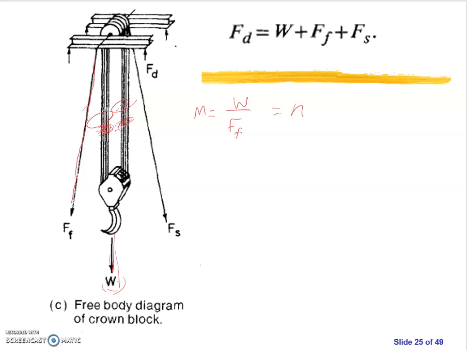So that's for an ideal system, right? So the mechanical advantage is this, right? So you can write it another way. FF is W over number of lines. That's how it's basically developed, right? So that's the mechanical advantage for the block and tackle system. Now the efficiencies, this is, as I mentioned, ideal mechanical efficiency, right?